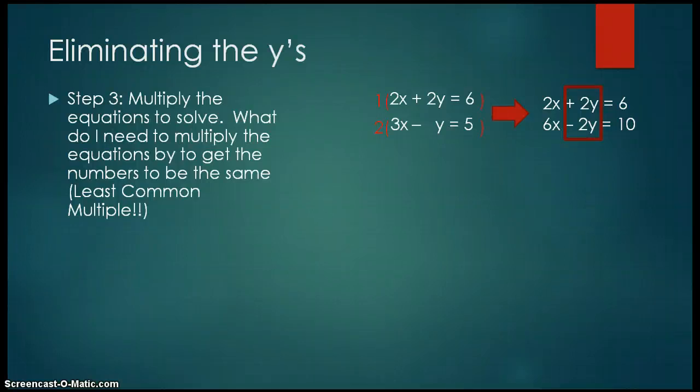So since we have these similar coefficients, we can then eliminate just like we did the other day by adding or subtracting. Since we have a positive 2 and a negative 2, we actually want to add these two together in order to eliminate them. So 2 plus 6 is going to give us 8, and 6 plus 10 is going to give us 16. In order to get x by itself, we divide by 8 on both sides, so x equals 2.